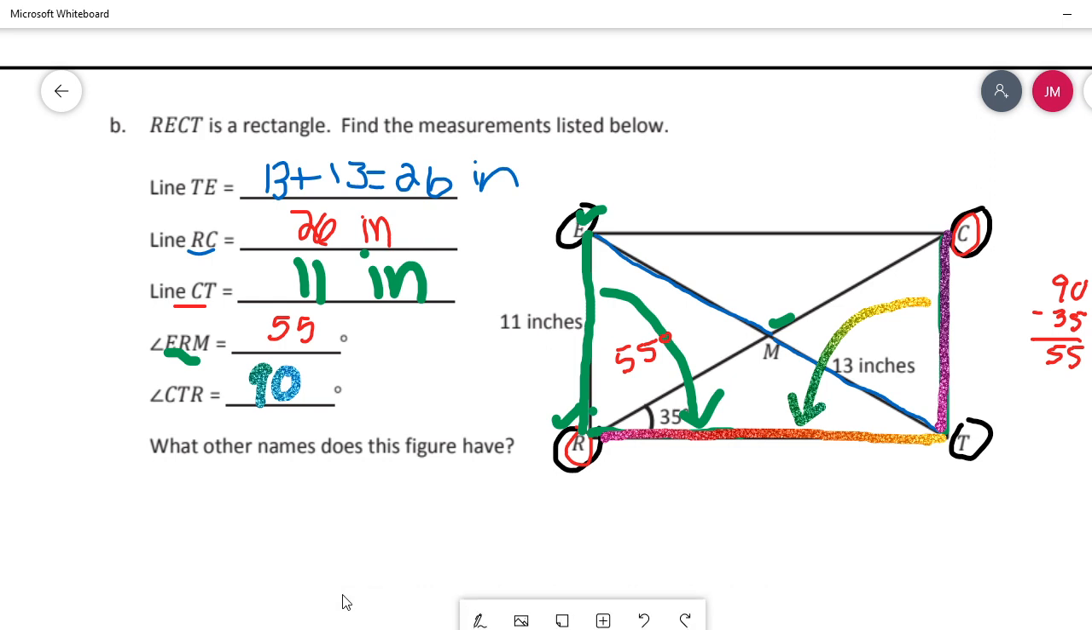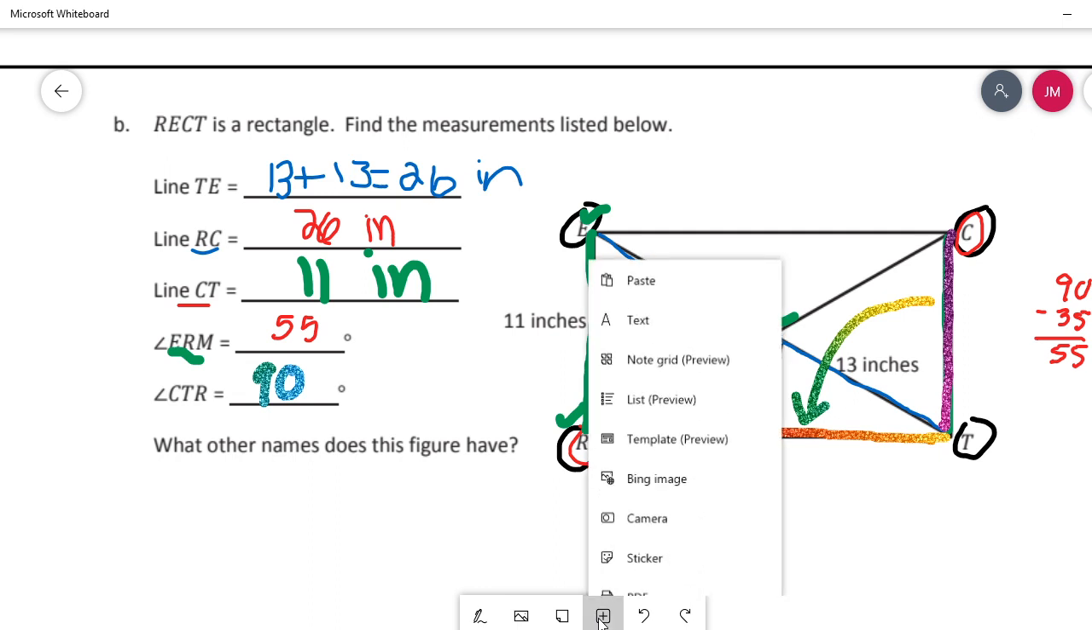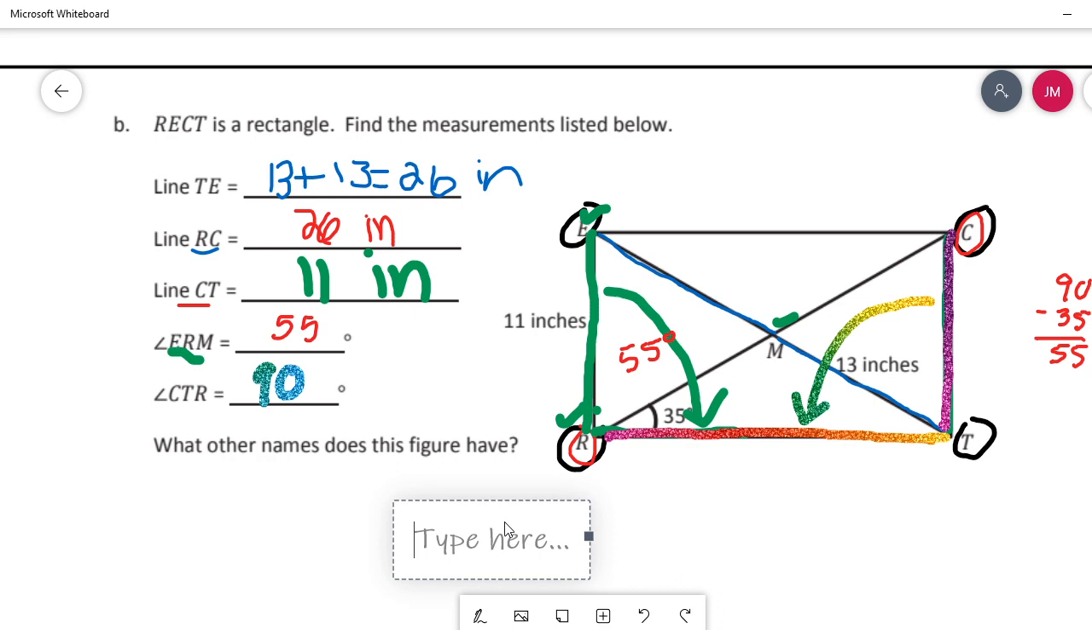Okay, now the last question says, what other names does this figure have? Well, that should be easy for you guys. If you look at the figure, it has two sets of parallel lines, so it's a parallelogram. Another name would be, is it a trapezoid? Well, I know that trapezoids only have one set of parallel lines. This one has two, so this qualifies for a trapezoid.